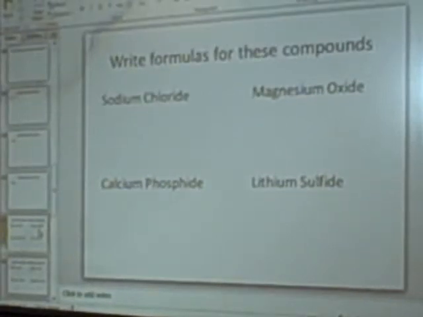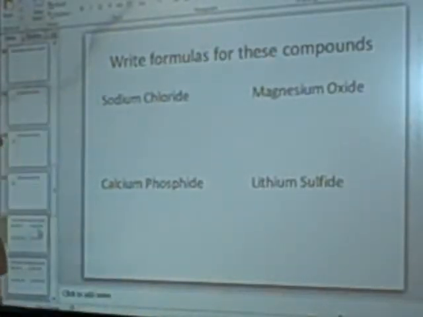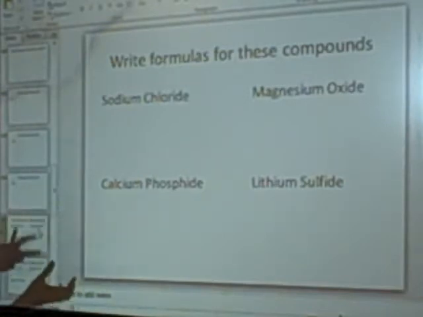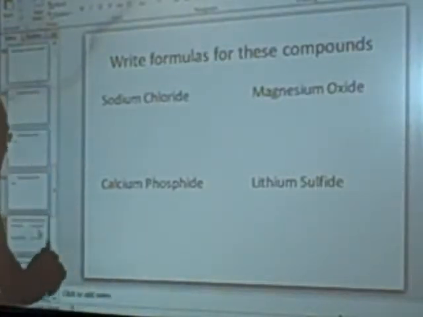Okay, so let's see how we write formulas. So we just saw that metals lose electrons, become positive, and nonmetals gain electrons to become negative, and the lost electrons go to the nonmetals and they end up attracting to each other. So one thing you're going to want to do that I don't have on here, you have your periodic table.